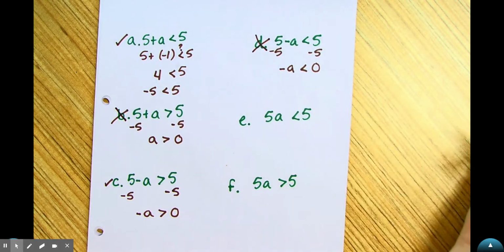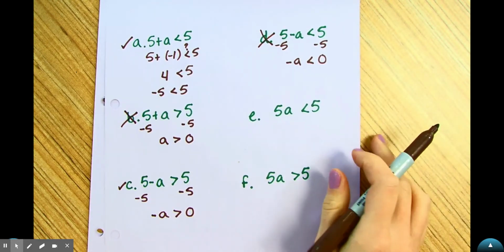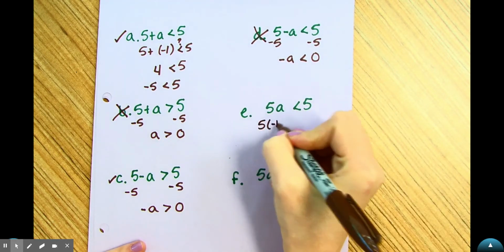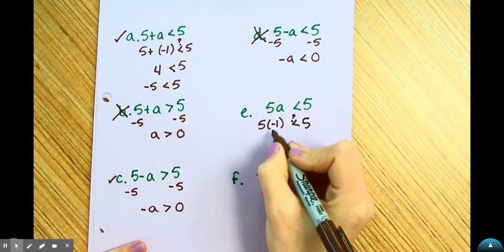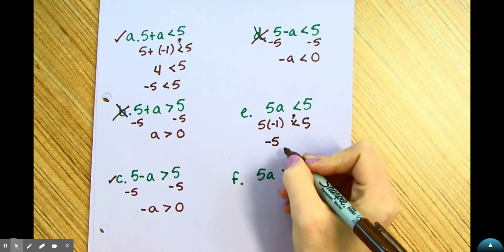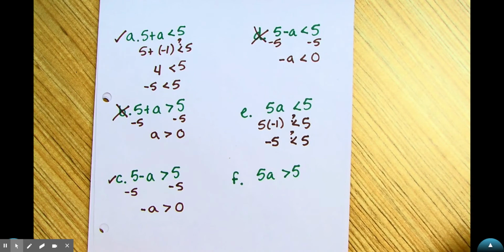E. 5a is less than 5. Let's go back to this idea. If a was -1, 5 times -1, is that less than 5? Here we see this becomes -5. Is -5 less than 5? Are we sure that -5 is less than 5? Yeah.